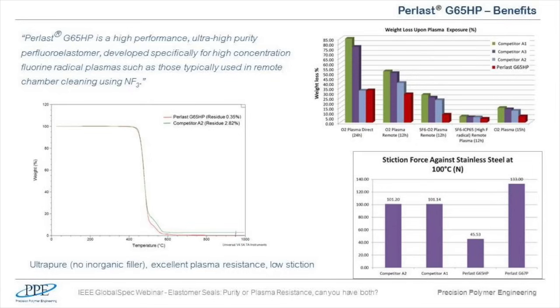The TGA curve on the bottom left shows that G65HP is totally organic. There's almost zero residue after the test. On the other hand, competitor A2 leaves around 3% residue.